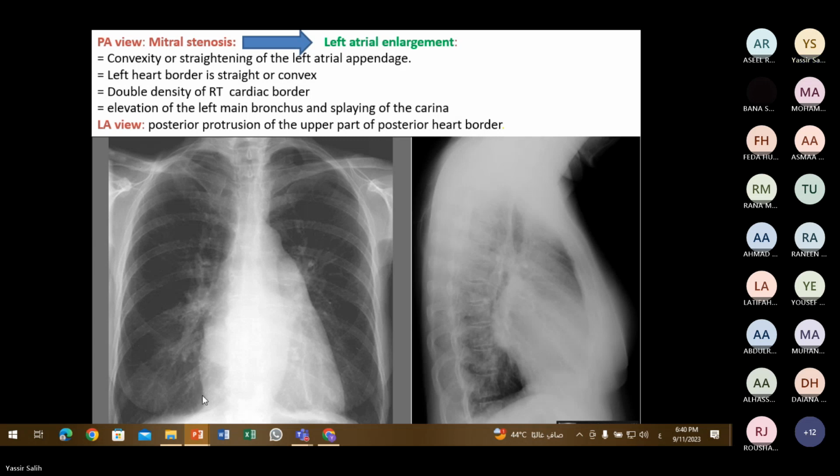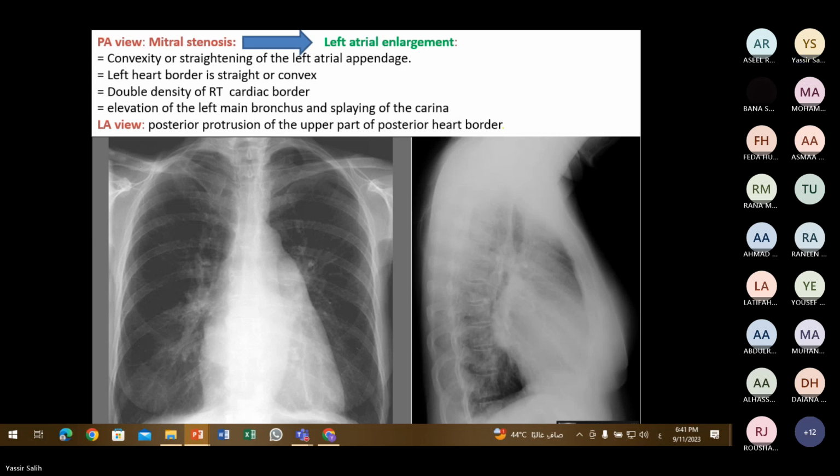And this is the trachea, normal, but there is a splaying of the carina. Notice the carina has splayed, meaning the angle between the left and right main bronchus increases. It is called splaying of the carina, with elevation of the left main bronchus. The left main bronchus should be fairly straight, but it has become elevated due to enlargement of the left atrium.